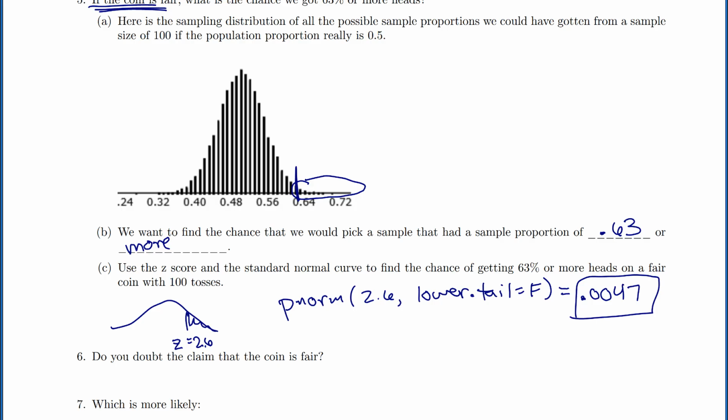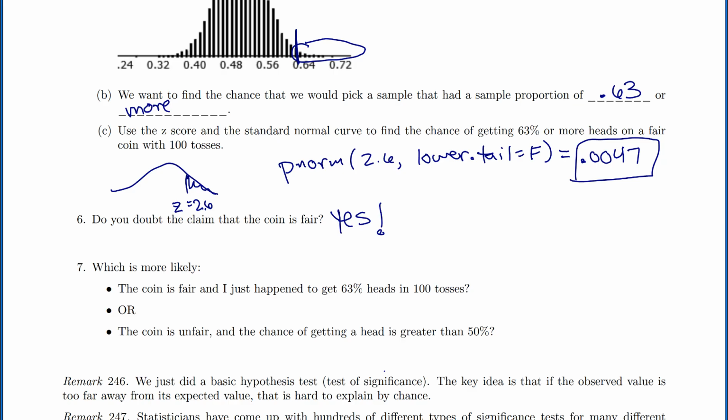So do you doubt that the claim is fair? Yes, absolutely, I'm doubting that. That is a very small chance that it could happen. So what was more likely? Was it more likely that the coin is fair and I just happened to get 63% heads in 100 tosses, which had a chance of 0.0047 of happening? Or do you think that the coin was unfair and the chance of getting heads is really greater than 50%? I think that the coin was unfair and the true proportion was greater than 50%.